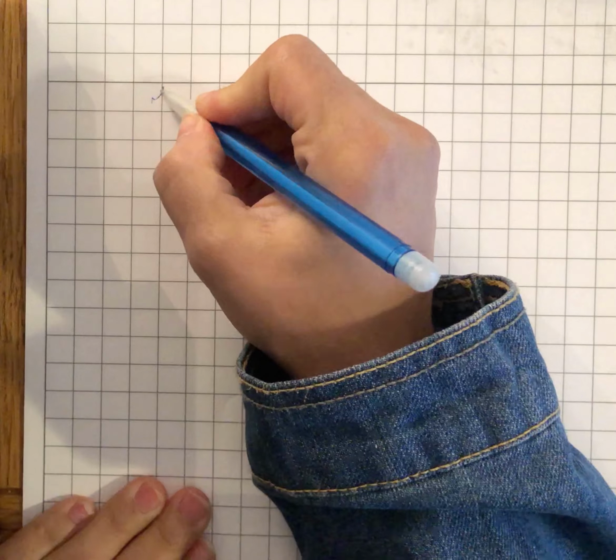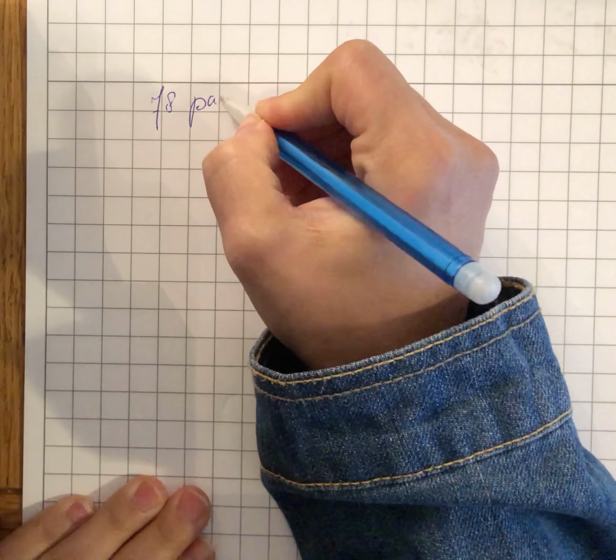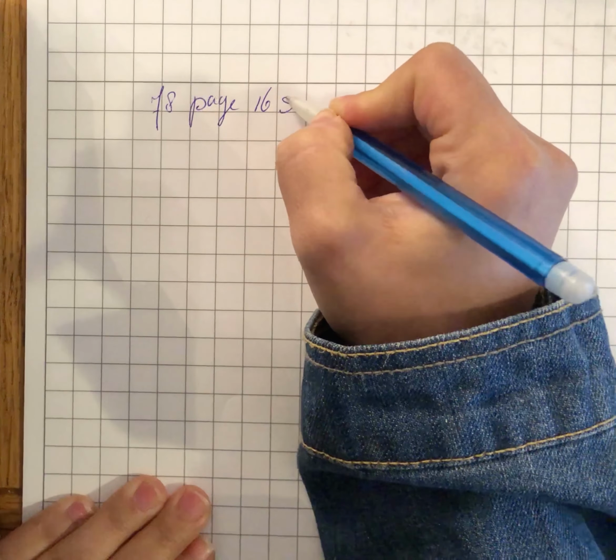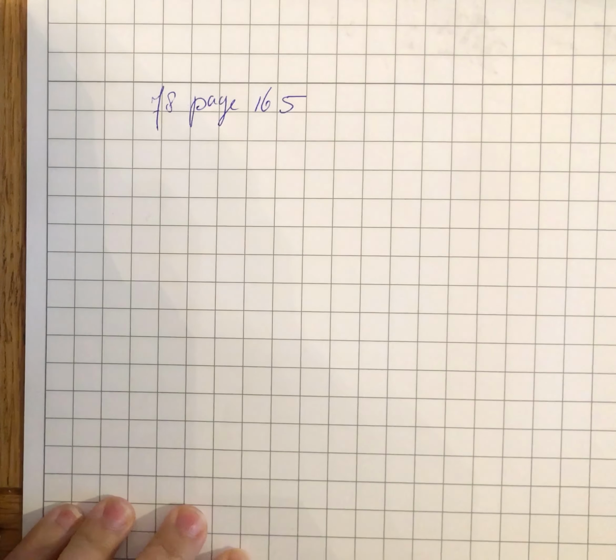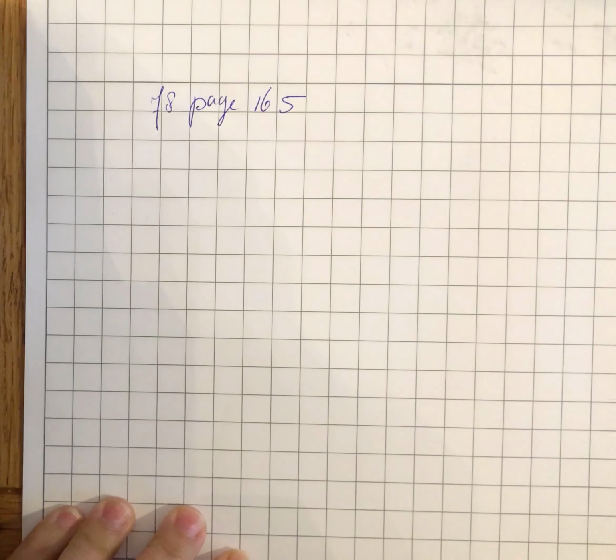We're going to discuss exercise 78 on page 165. Jolene lights a candle that is 40 centimeters long. The candle burns at a rate of 5 centimeters per hour.